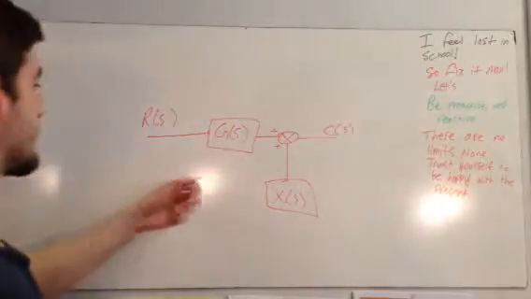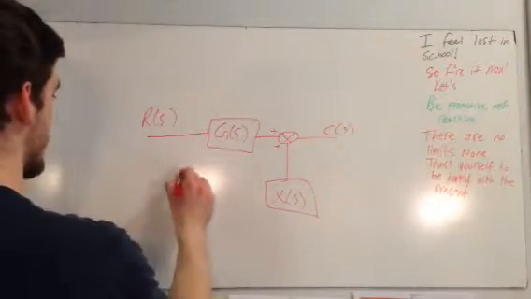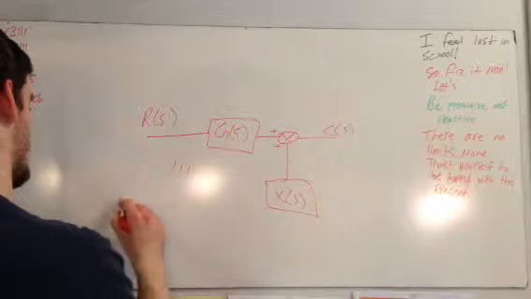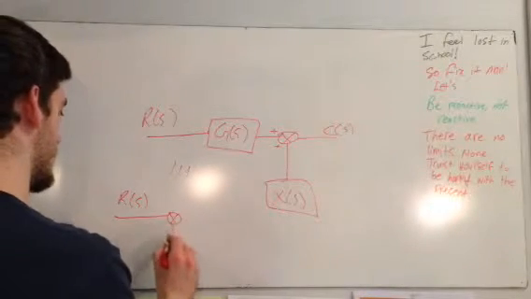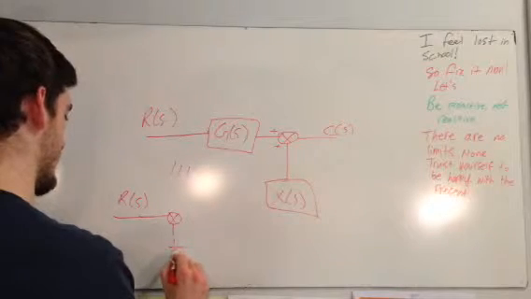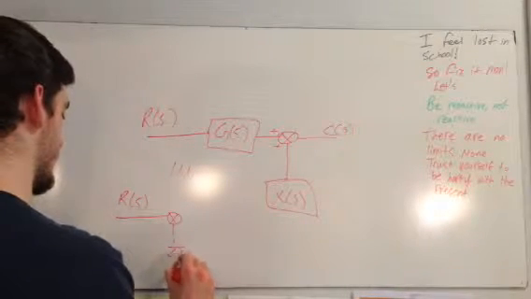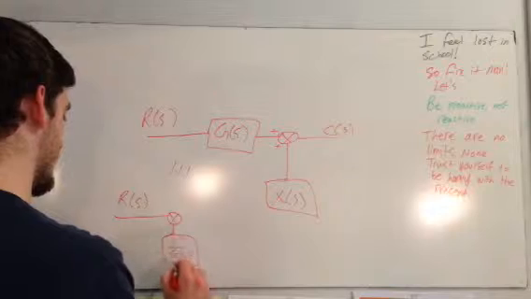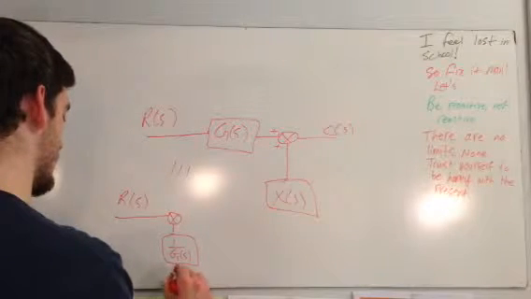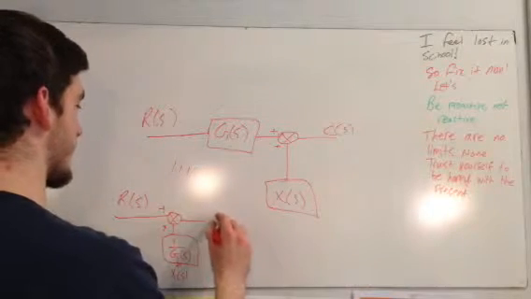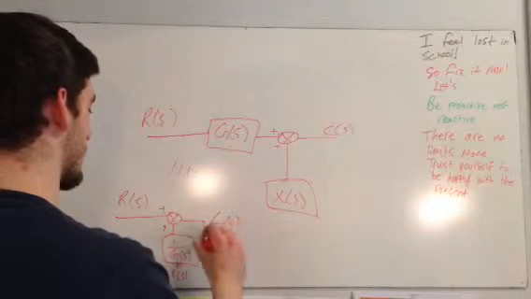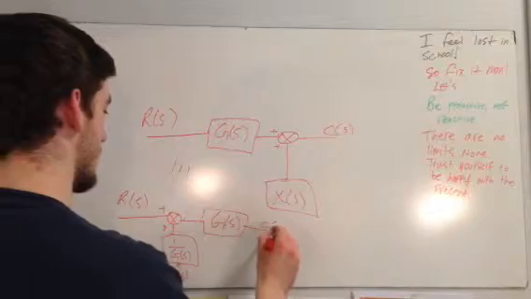What you can do is this is equivalent to your R of S coming in to the summing junction, and here you multiply by 1 over G1 of S. And over here, you multiply by G1 of S. And that's your output.